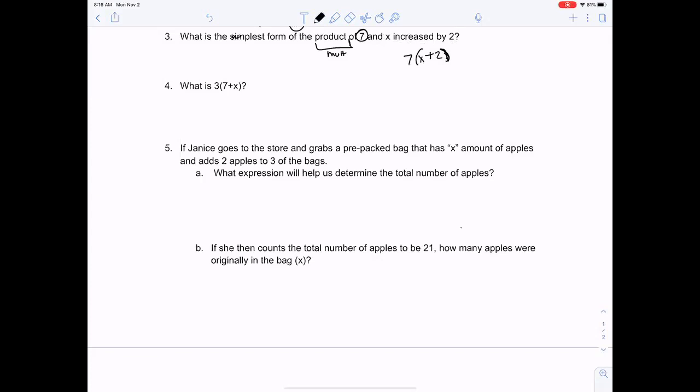And I don't really mean simplest form. I just want you to distribute. So go ahead and practice that. What do we get? You should get 7 times x, 7x. 7 times positive 2 is 14. This is what we want.